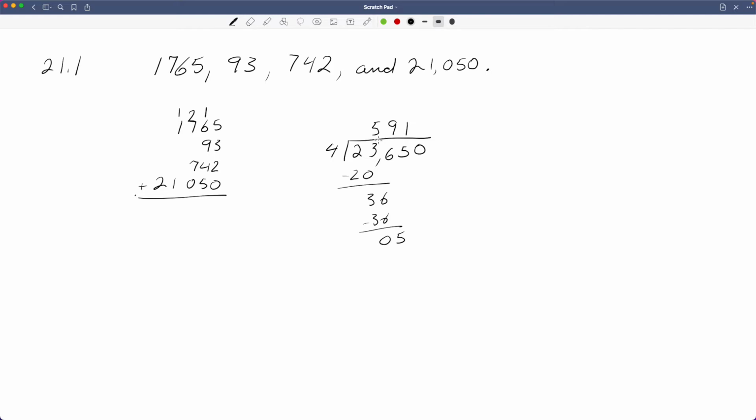Goes in 1 time. 1 times 4 is 4. I have 1 left. 4 goes into 10 2 times. 2 times 4 is 8. And then I subtract, and I have 2 left. I put my decimal right here because I'm going to need more numbers to solve this. Let's bring the decimal down. 4 goes into 20 5 times. 5 times 4 is 20. And I have no remainder.